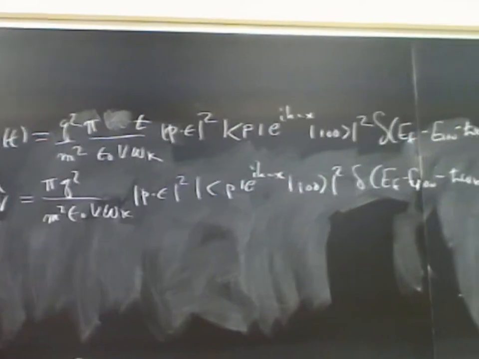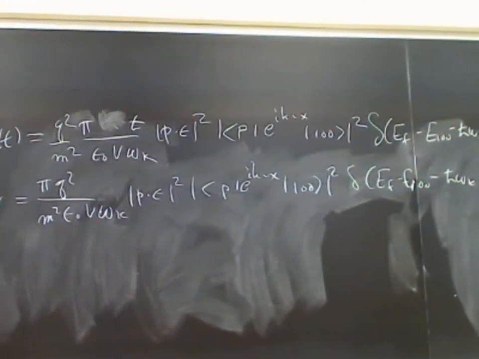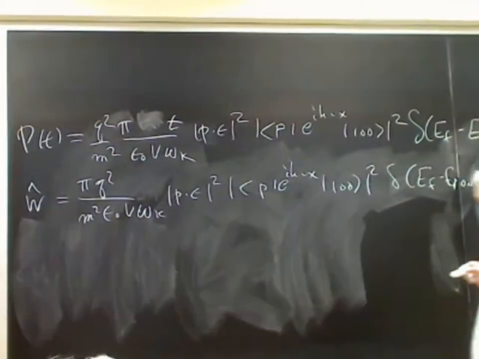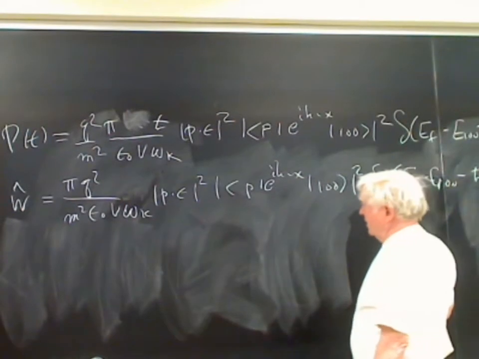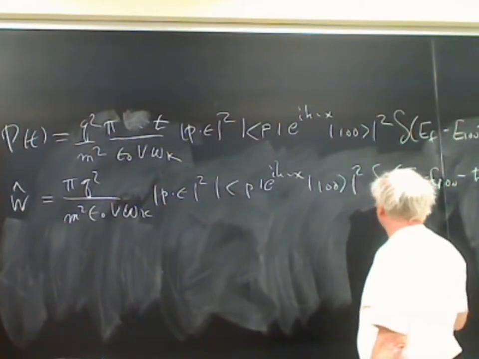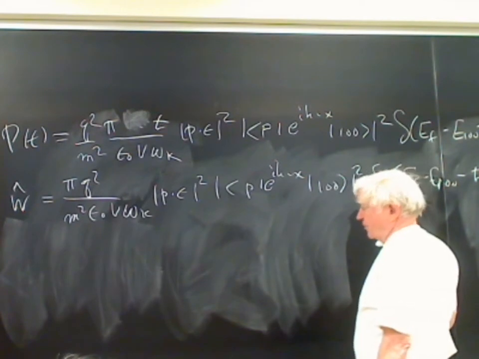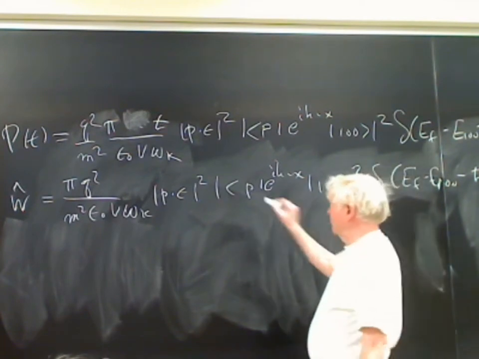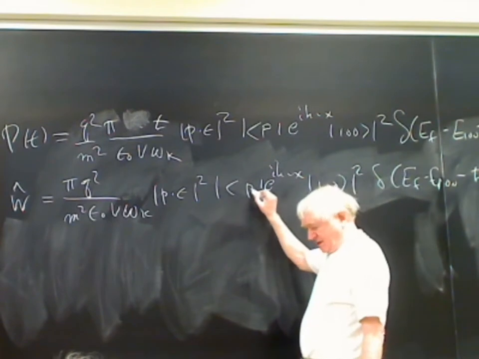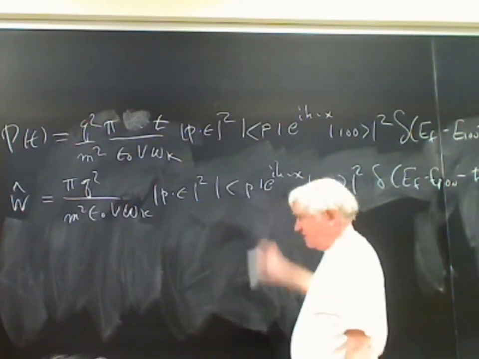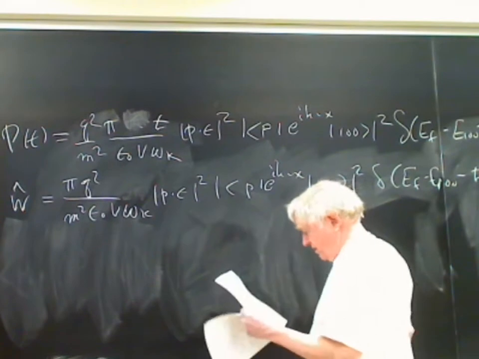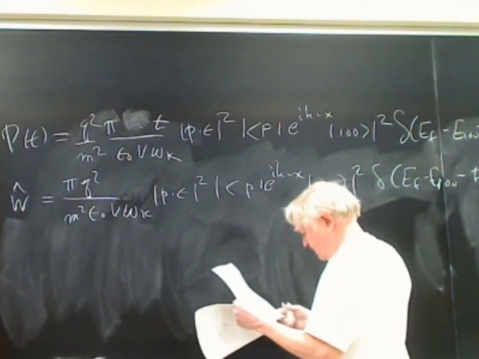But we have to sum over initial polarizations and integrate over final states. When we integrate over final states, we have to sum over the momentum of the electron and over its polarizations, the two possible spin polarizations.